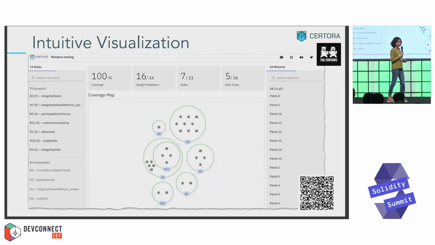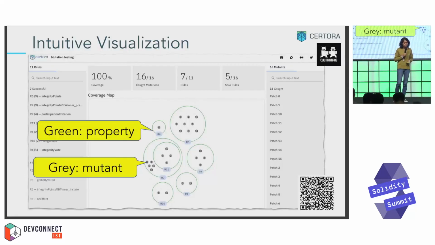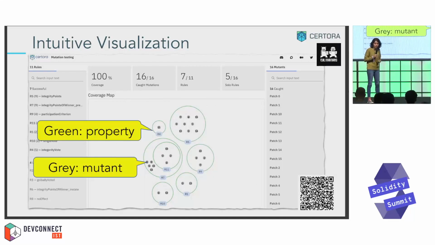So what's exactly happening in this visualization? We have these green circles and these gray dots. The green circles represent properties or specifications that you have written. For the purpose of the Certura approver, each of those represents some rule or some invariant. That's a little bit Certura specific, but you can think of it as any high-level specification of your program. And the gray dots are the mutants.